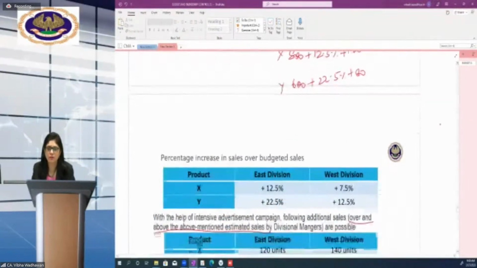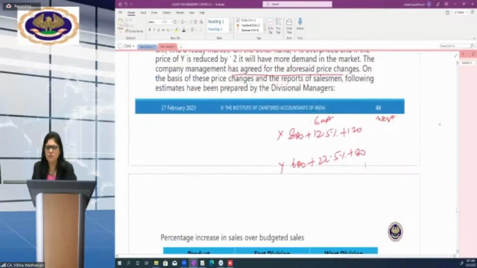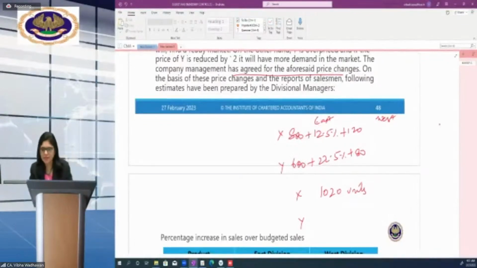Also we're going to get extra units, over and above the estimated sales mentioned. So 1020 sales are for the East. 1020 units for product X. Now let us calculate for product Y. 600, 22.5% is expected as an increase, 22.5% plus 80 due to advertising. So 815 units are expected for Y in East division.